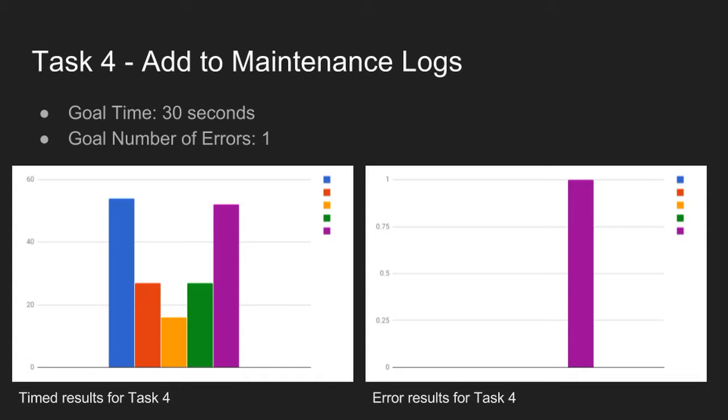Our fourth task, the users were asked to add a new entry under the maintenance log for their vehicle. We expected users to finish in about 30 seconds with one or fewer errors. We mostly hit these goals, with some outliers getting as much as 50 seconds or more.